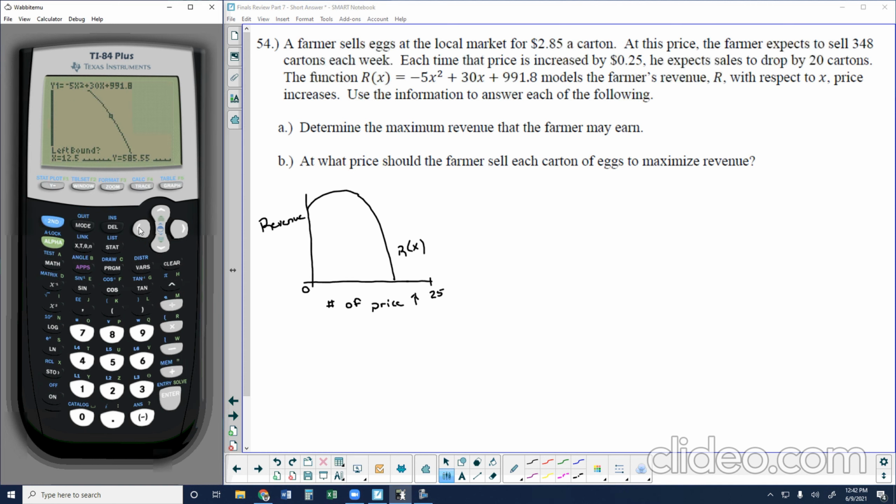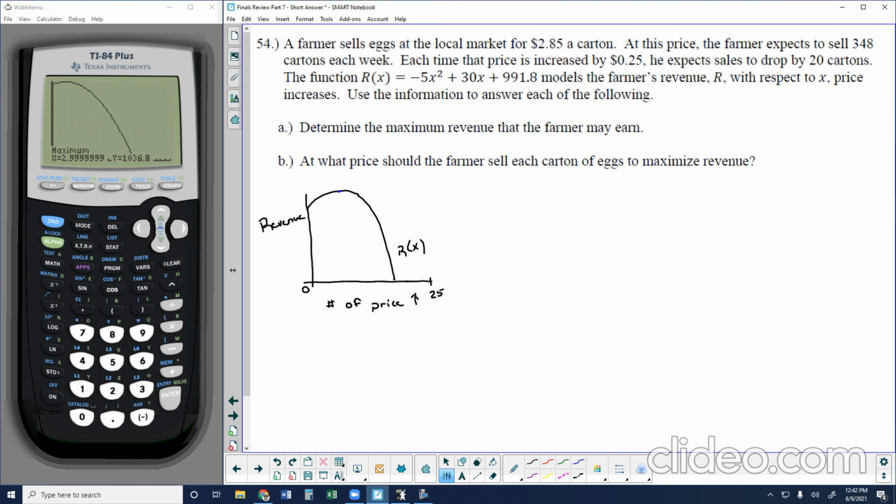It will say left bound, so I'm going to move my cursor over to the left of the highest point of the graph, the left of the maximum. Doesn't matter where, just make sure it's over on the left. So here it's right here, that's my maximum somewhere in there, and hit enter. Then it'll say right bound, so now I'm going to move my cursor back to the right side of the maximum, and then I'm going to hit enter, and then it's going to ask me to guess. I'm just going to hit enter.